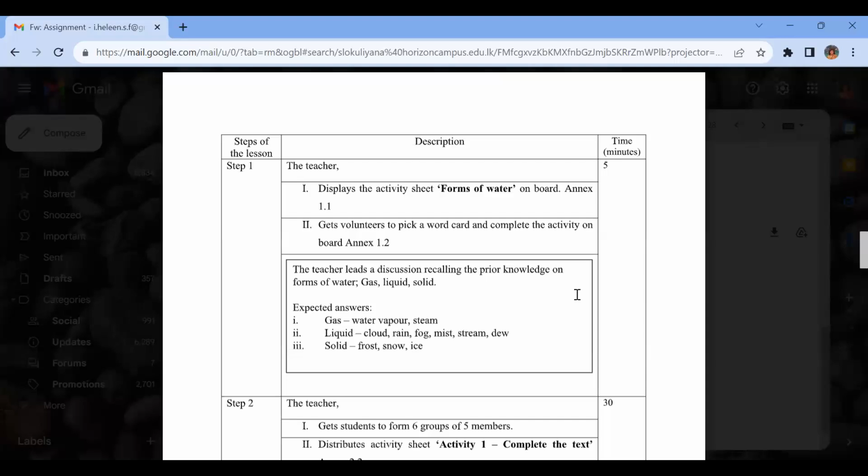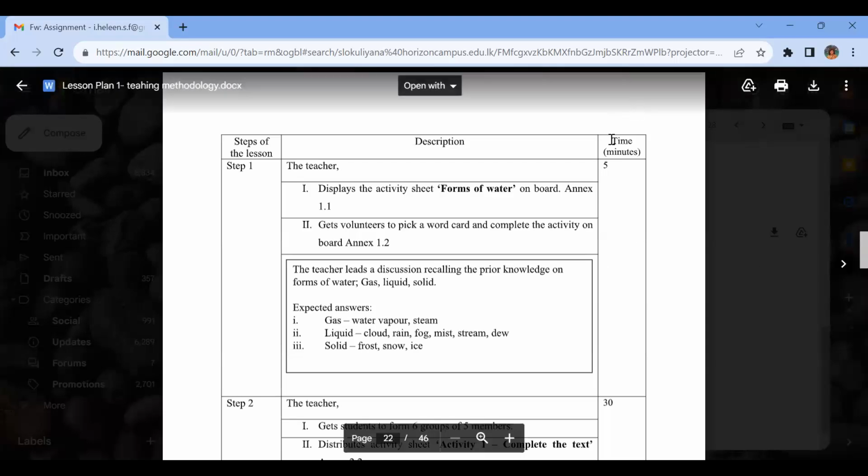How much time is needed out of 40? Just tell me. She has allocated 5 minutes. Do you think 5 minutes is enough? For the kids, actually, I think it's not enough. Others? They are grade 6 students. Others, what do you think?